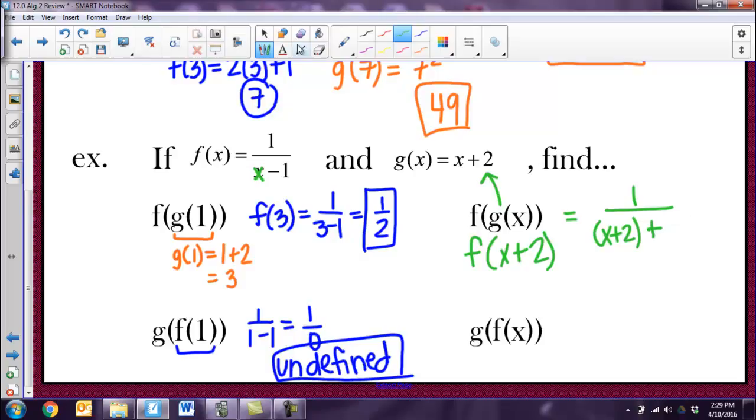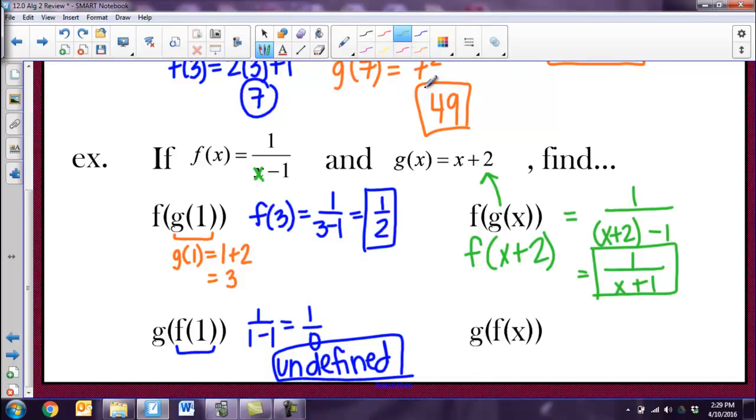And oops, sorry, it's minus. Can't read apparently today. And then I just simplify what I can. So that would be x plus 1. And so that would be my final answer there. I simplified as much as I could. If you go the other way, remember f of x is this big thing.